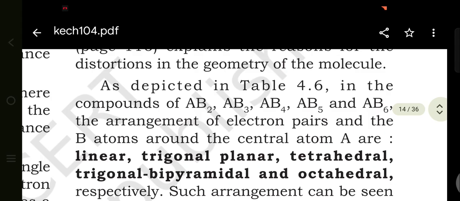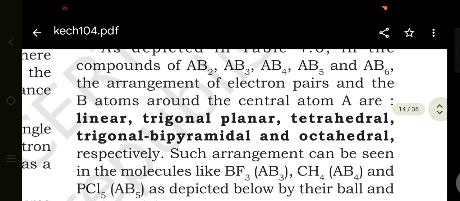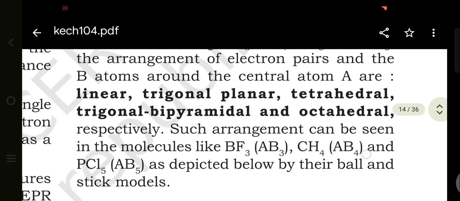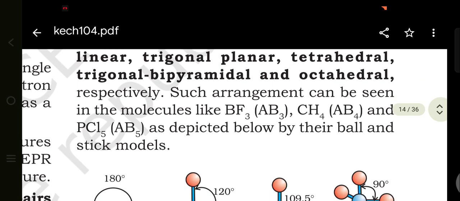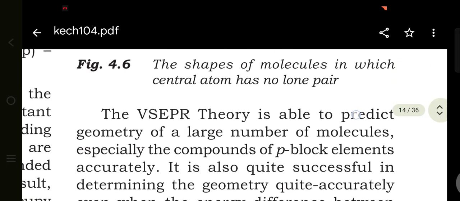As depicted in another table, in the compounds of AB2, AB3, AB4, AB5 and AB6, the arrangement of electron pairs and the B atoms around the central atom A are linear, trigonal planar, tetrahedral, trigonal bipyramidal and octahedral respectively. Such arrangements can be seen in molecules like BF3 as AB3, CH4 as AB4 and PCl5 as AB5, as depicted below by their ball and stick models.